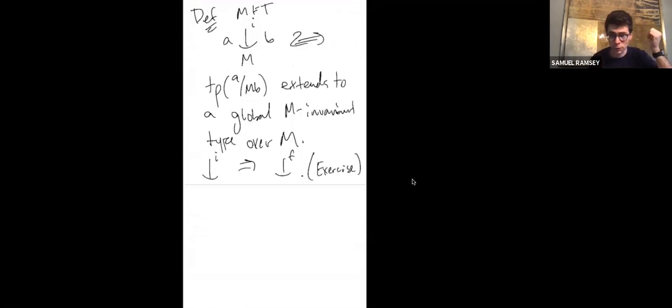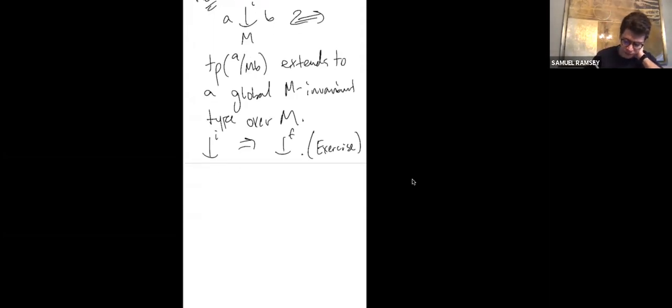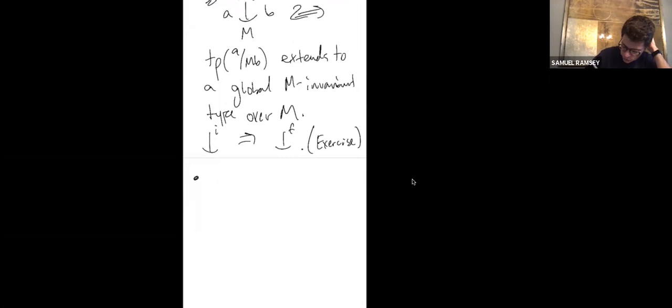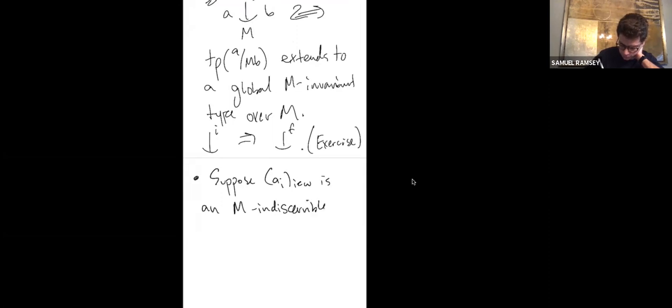Okay, so this is easy to check. I encourage you to do it. And then we're going to have two notions which are sort of built out of invariant types. So the first is the notion of an invariant or an indiscernible type. So suppose (A_i), i < omega, is an M-indiscernible sequence.